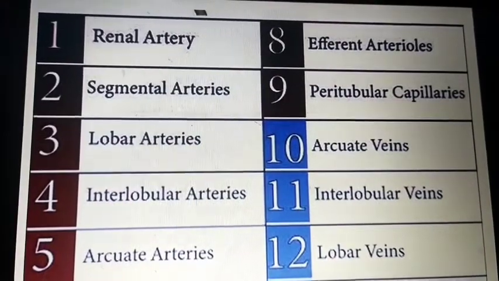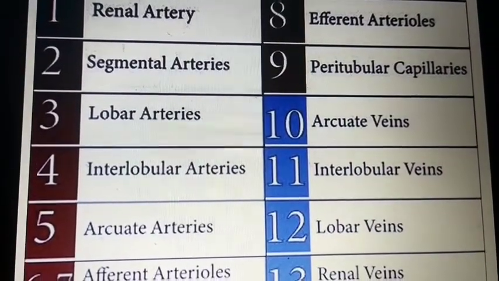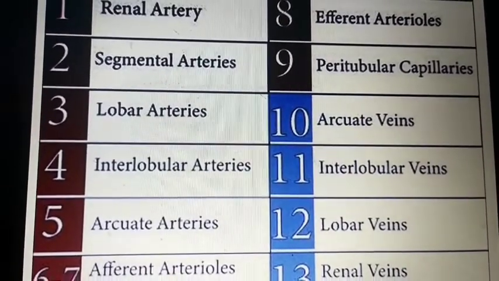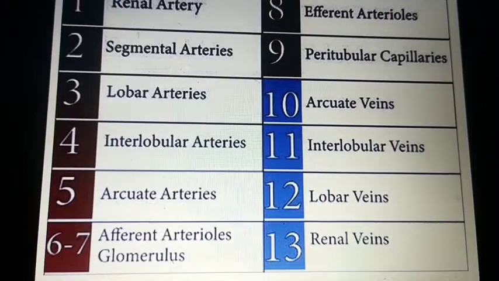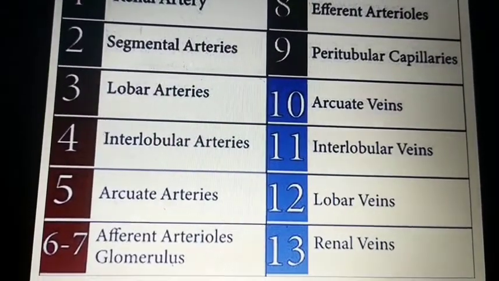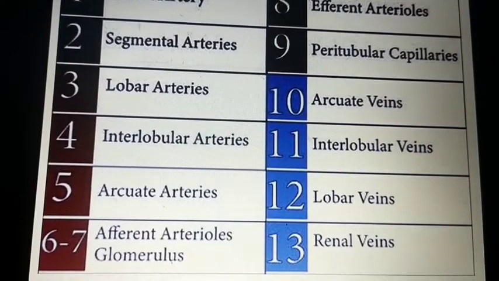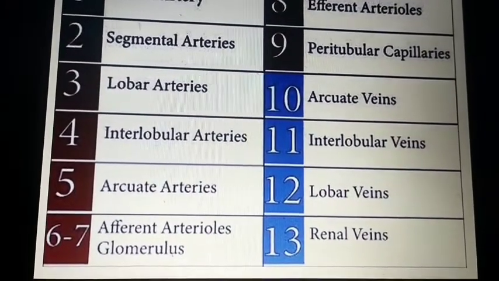In that you can see that the renal artery gives the segmental artery, then the lobar artery, then the interlobular artery, arcuate arteries, afferent arterioles to the glomerulus, efferent arterioles from the glomerulus, peritubular capillaries, arcuate veins, interlobular vein, lobar vein, and renal vein.